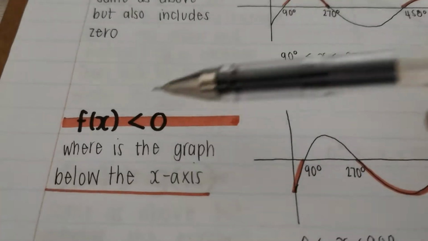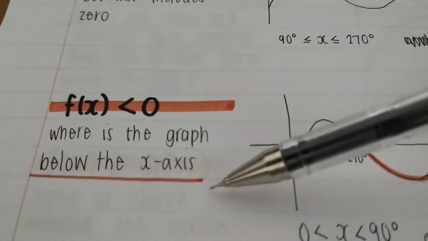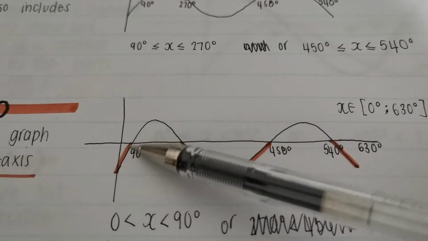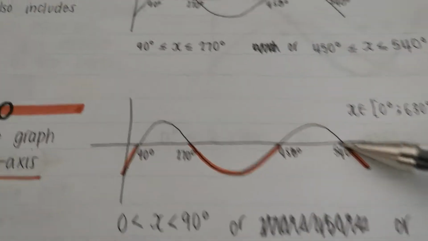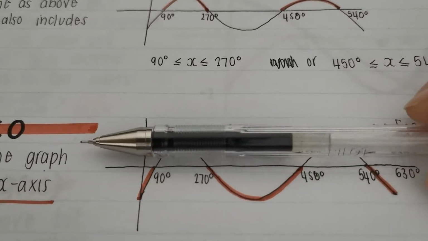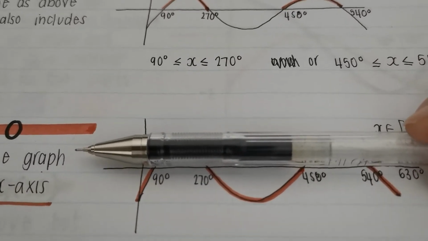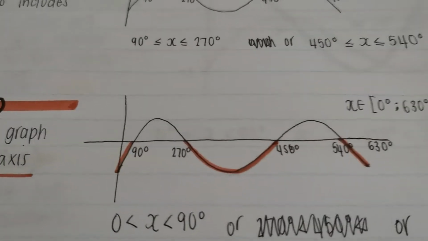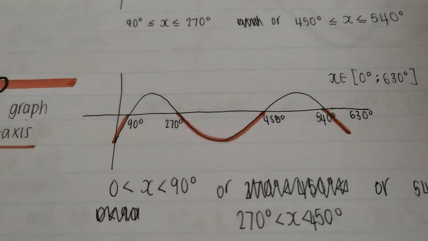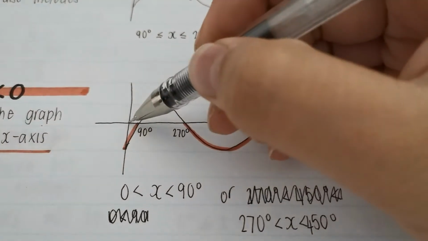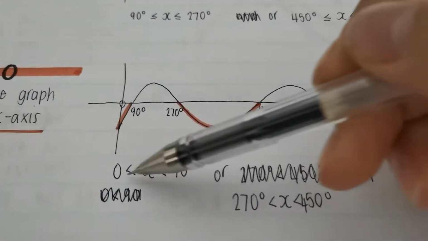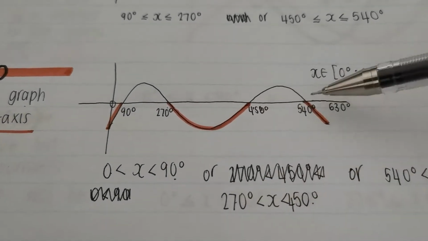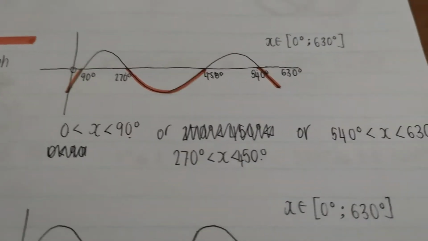Moving on, if I say f of x less than 0, this here is asking where is it below the x-axis. I went ahead and I highlighted it for you. This part, this part, this part. Can you see here's my x-axis? So I'm asking where's my graph underneath that, underneath my pen. There, there, and there. Again, similar scenario, you need to just write down our solutions. So can you see this line here is 0? So between 0 and 90, between 270 and 540, and then between 540 and 630.